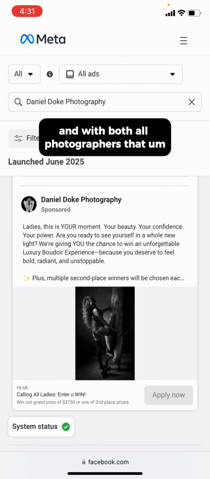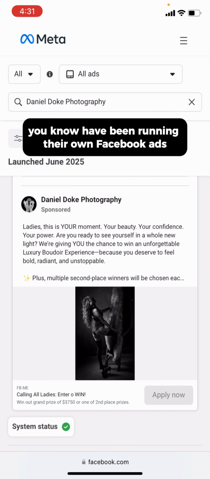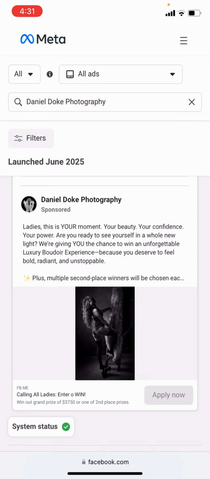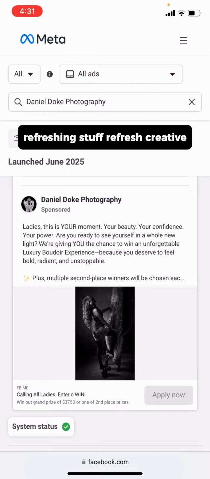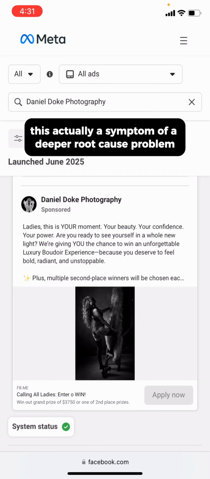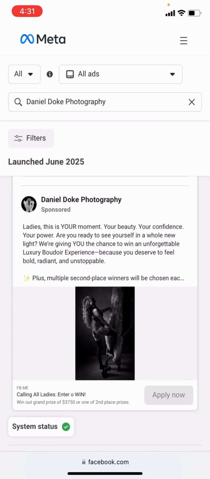With boudoir photographers that have been running their own Facebook ads, it's common for them to run an ad that gets good results at first, but then kind of dies off, trails off, and they're feeling desperate. They've got to keep refreshing creative, keep putting new ads out there. But this is not normal. This is actually a symptom of a deeper root cause problem, which is going to be the 10 mistakes we talk about today.